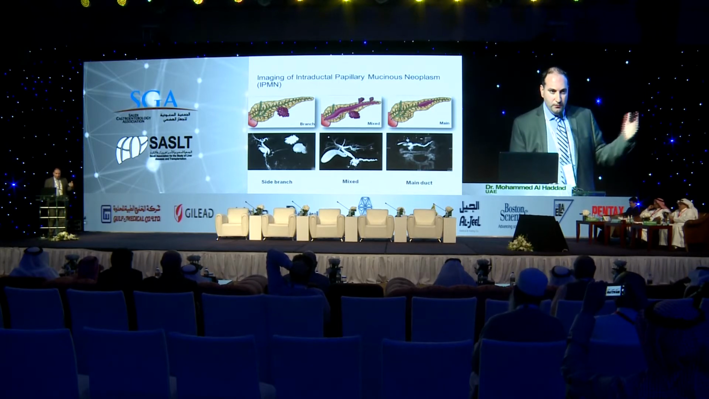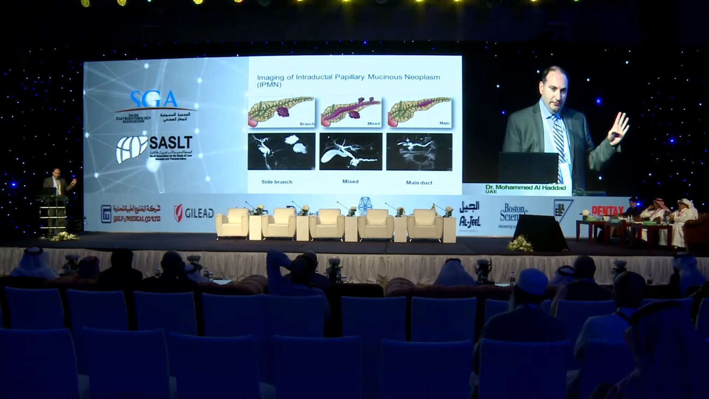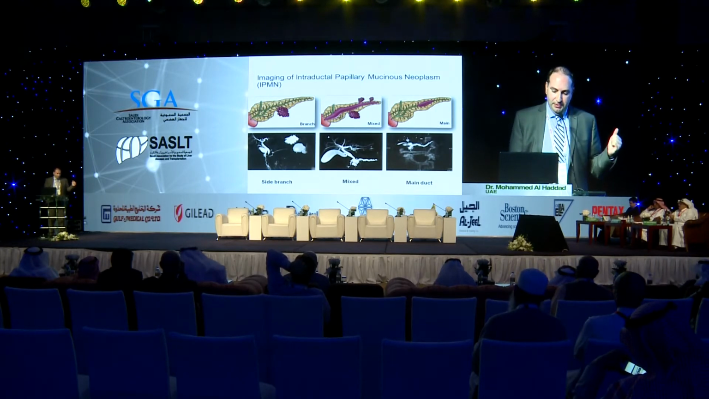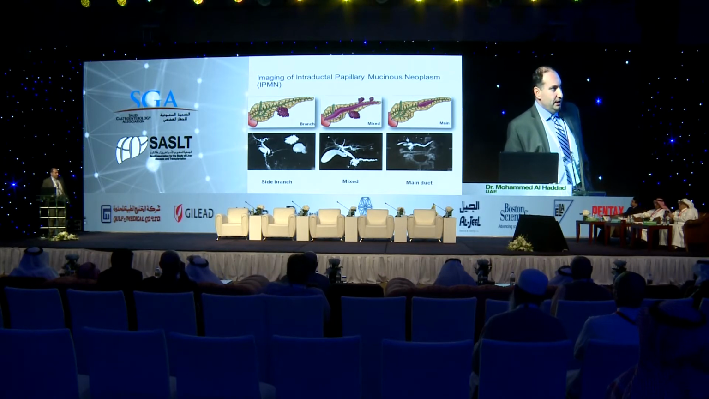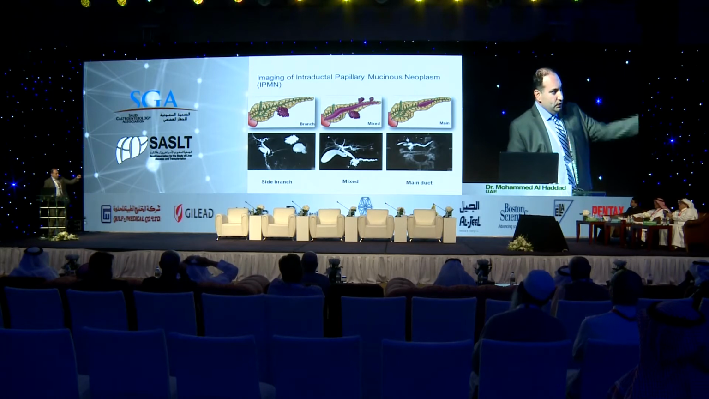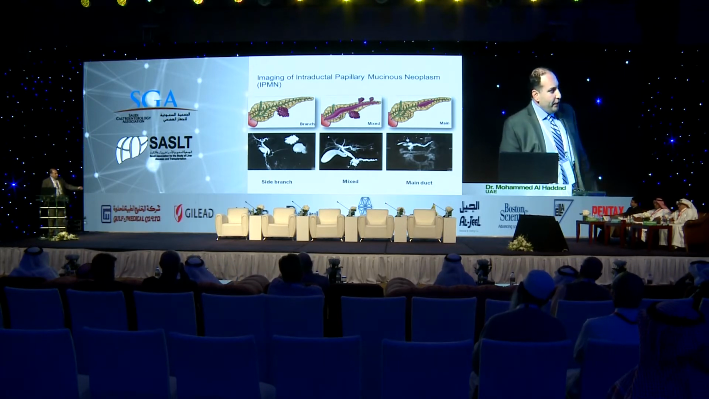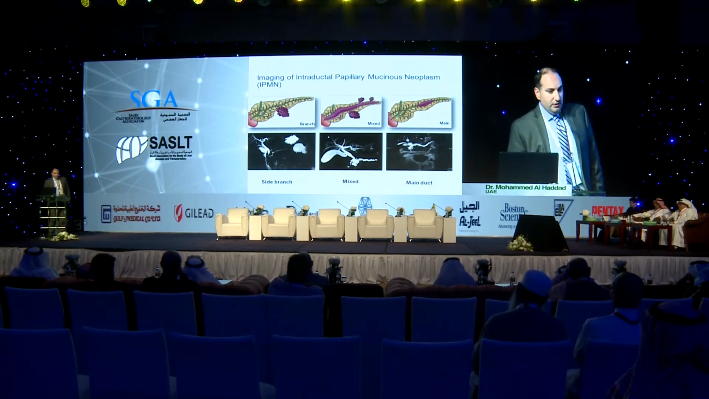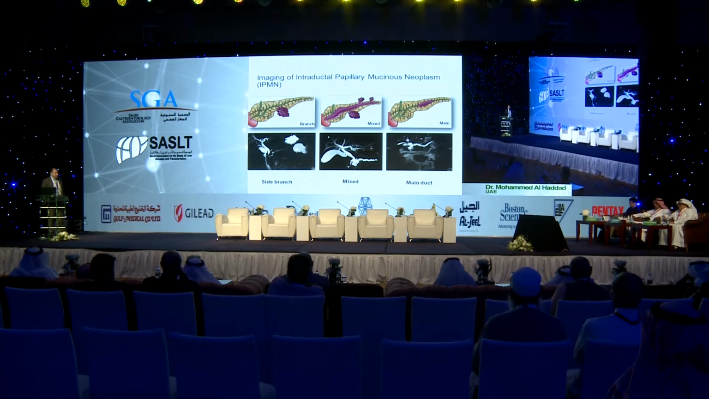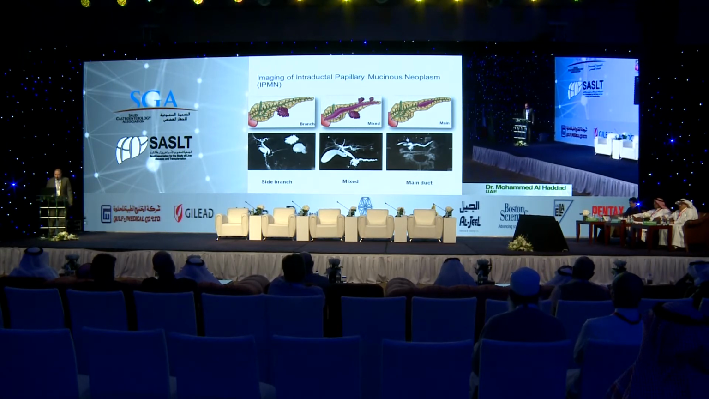As you know, from a morphological and pathological standpoint, these cysts come in three flavors. We have the main duct type, which you see to the right of the screen, with no side branch involvement, showing diffuse or segmental main duct involvement. We have the branch duct type, which you see on the left side of the screen, typically involving one of the side branches of the duct. And we have the mixed variant in the middle, where both the main duct and the side branches are involved.